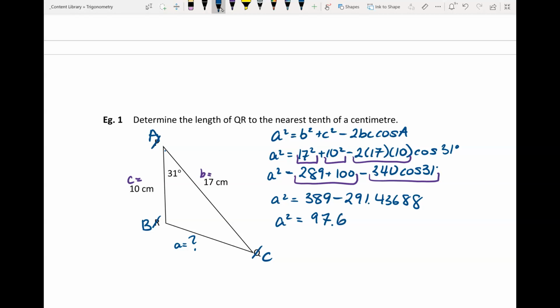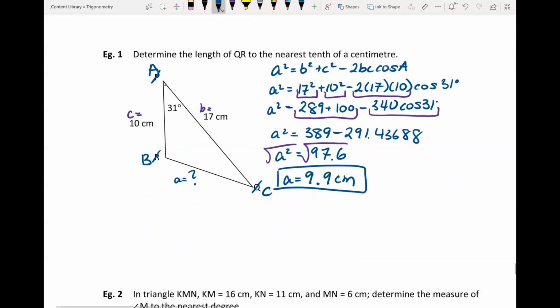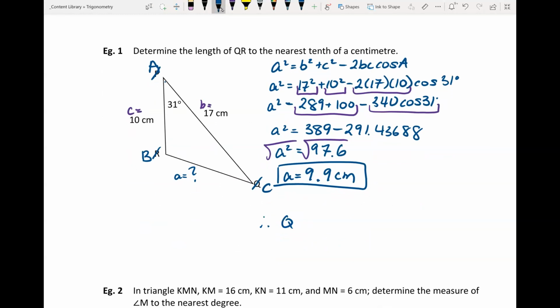97.6. Then lastly, I'm going to square root both sides in order to isolate a, because the opposite of squaring is square rooting. So square root of 97.6 is going to be 9.9, and our units are in centimeters. And that is your final answer. So therefore, side QR is equal to 9.9 centimeters.